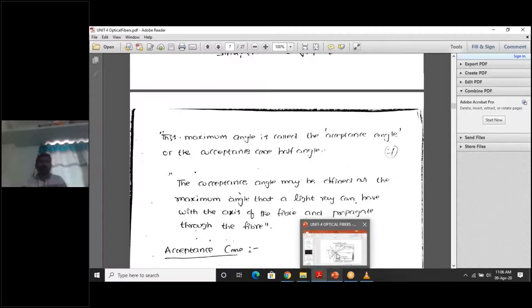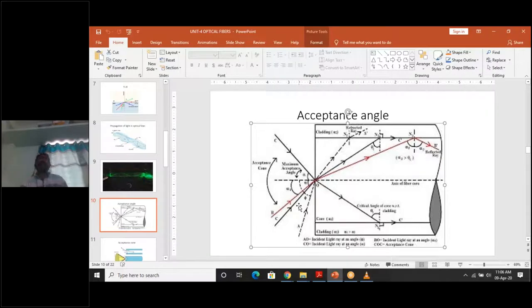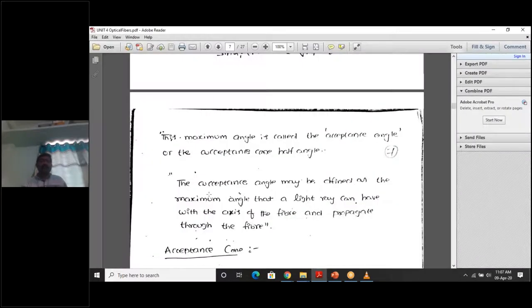Here you see, three light rays are there. Out of these three light rays, this is the highest possible incident angle so that the light ray can propagate inside the fiber. So this angle of incidence is called the acceptance angle. So the acceptance angle is the angle made by the incident light ray with the axis, in such a way that the light ray can propagate through the optical fiber. Once again, the acceptance angle may be defined as the maximum angle that a light ray can have with the axis of the fiber and propagate into the fiber, right?